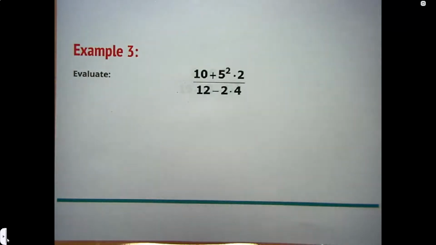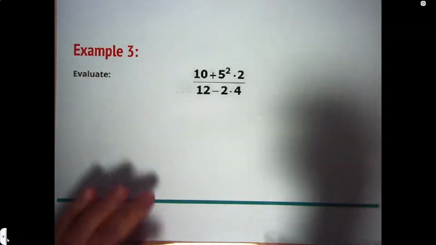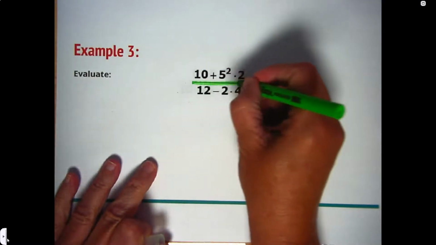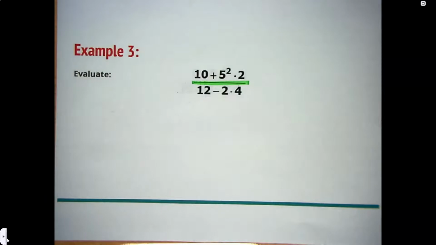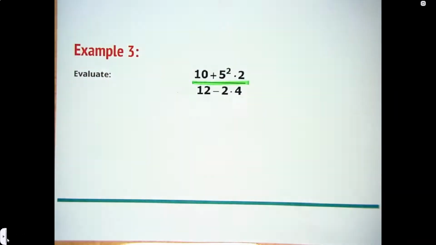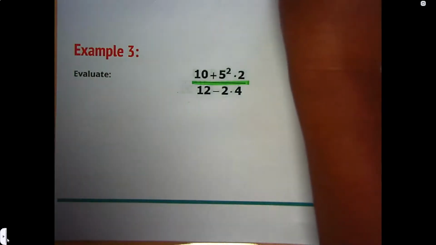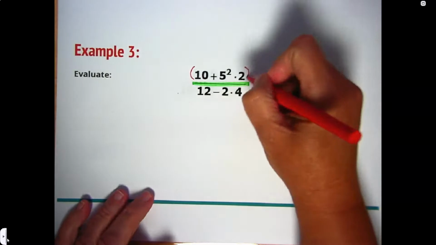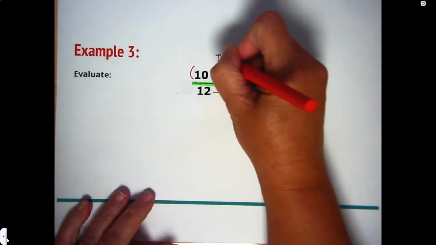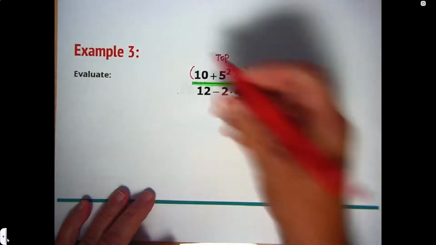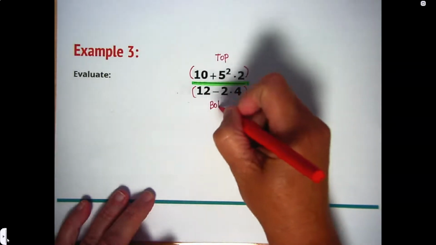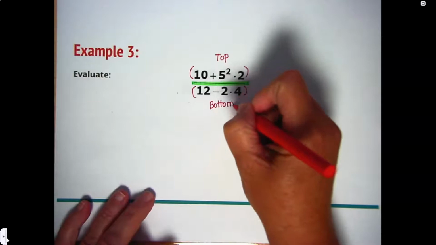Yesterday, when you watched your video, one of the things that we talked about is that this fraction bar right here in your problem is a grouping symbol. Now, how is that fraction bar a grouping symbol? Well, it's a grouping symbol because it creates two groups. You have your top, that's one group, and then you have your bottom. That's another group.